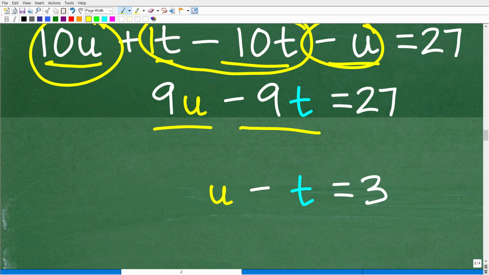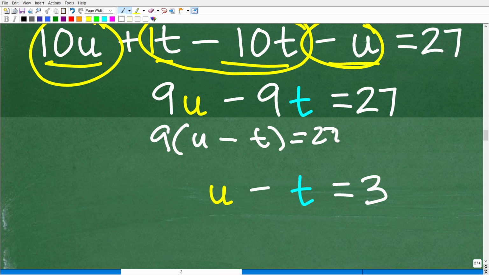Okay, so lots of work here, but hopefully nothing too difficult. Now at this stage, I can divide everything by 9, or you could factor out a 9 from the 9u minus 9t is equal to 27, and then divide both sides of the equation by 9.